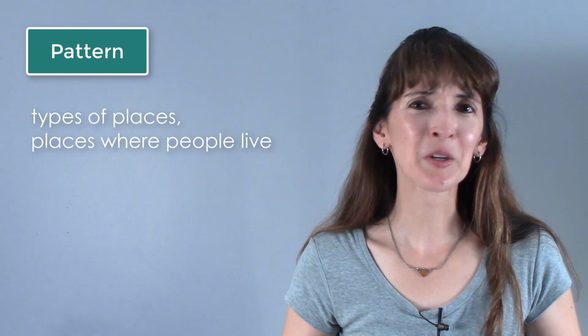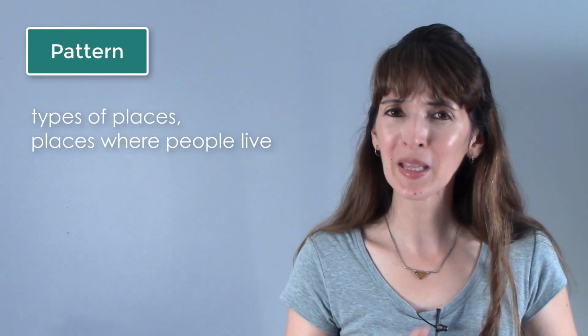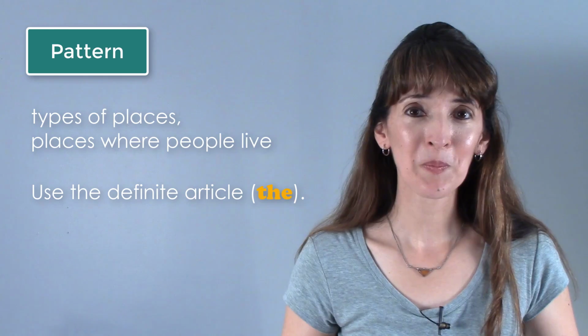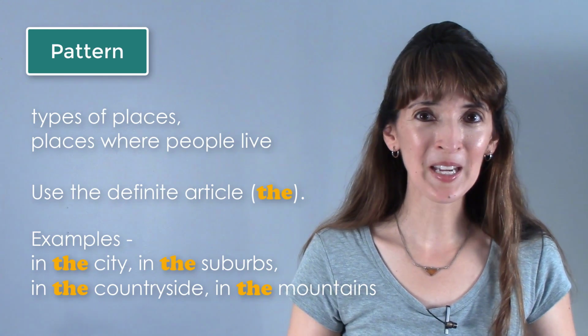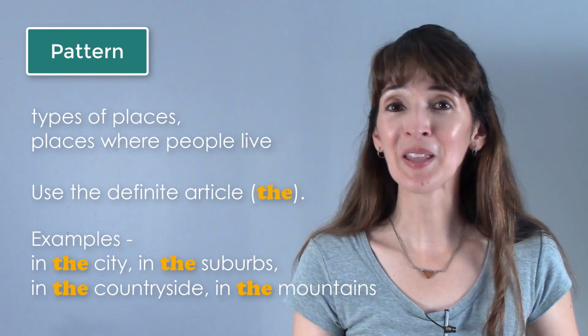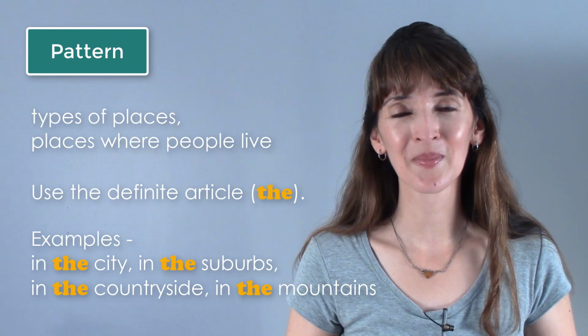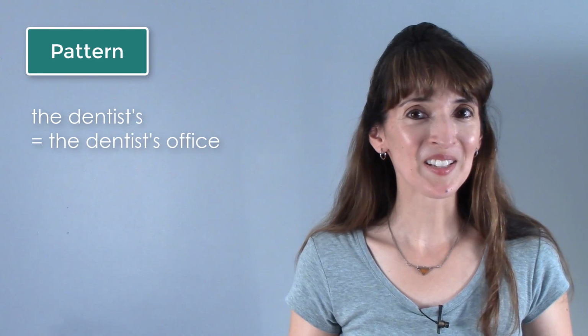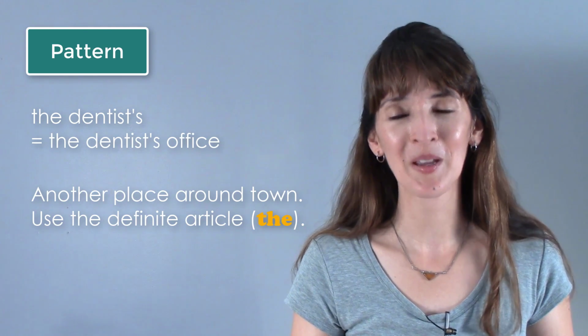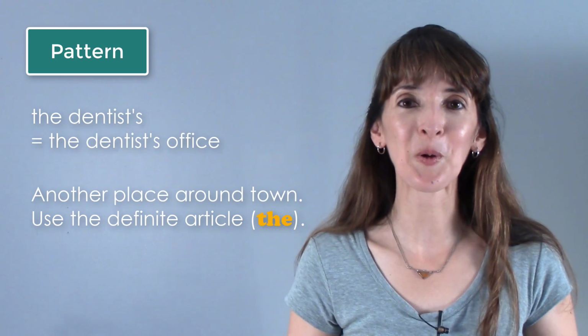Do you know the pattern with types of places? Places where people live? We use the definite article, so people can live in the city, the suburbs, the countryside, in the mountains. The dentist's is the dentist's office. It's a place around town, so we use the definite article.